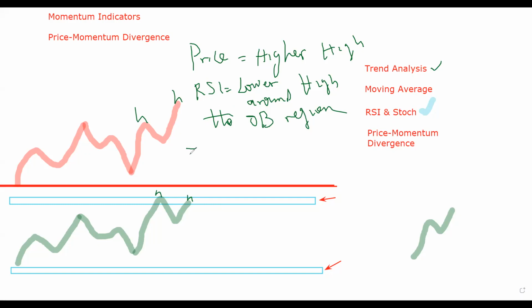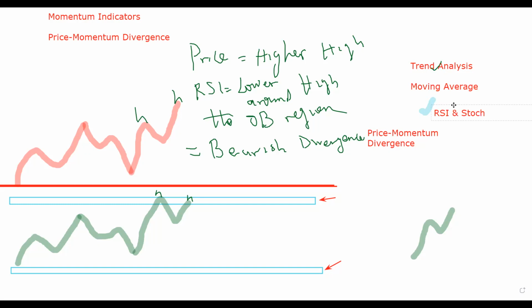Now, that's what we call a bearish divergence. That means it gives a bearish reversal signal. That's what it means. It means a bearish reversal signal.